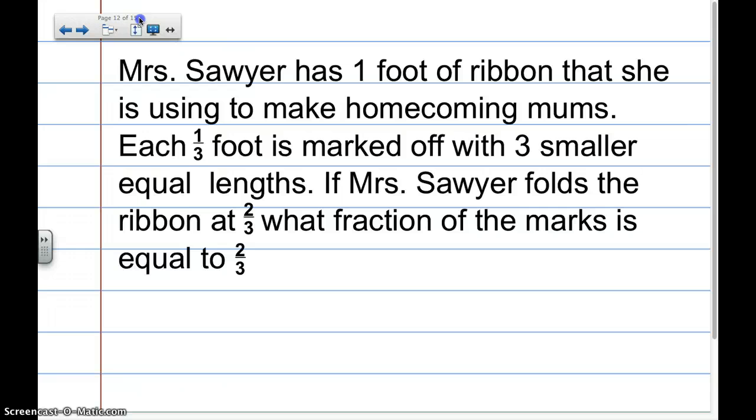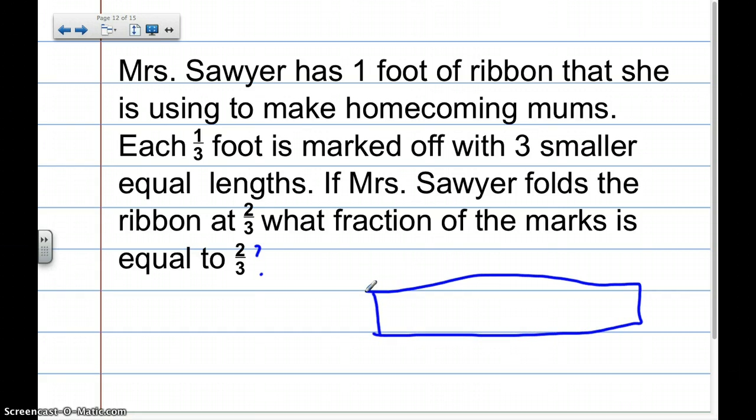Let's look at this problem. Miss Sawyer has 1 foot of ribbon that she is using to make homecoming mums. Each 1/3 foot is marked off with 3 smaller equal lengths. If Miss Sawyer folds the ribbon at 2/3, what fraction of the mark is equal to 2/3? So what I'm going to do is a strip diagram.